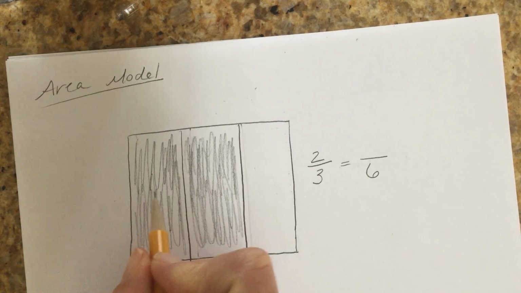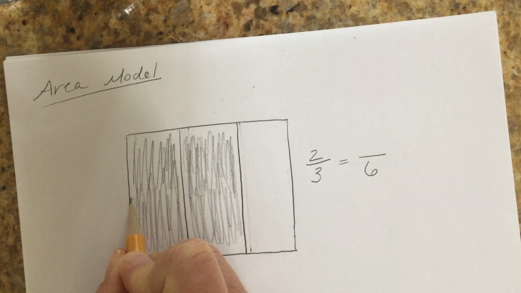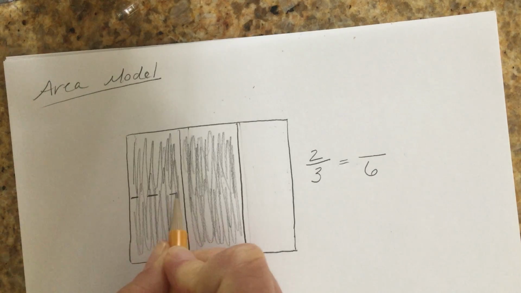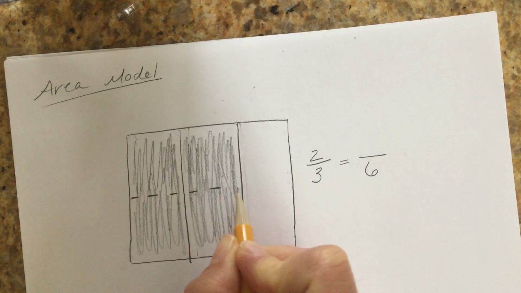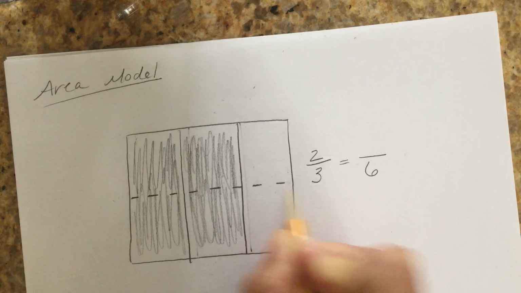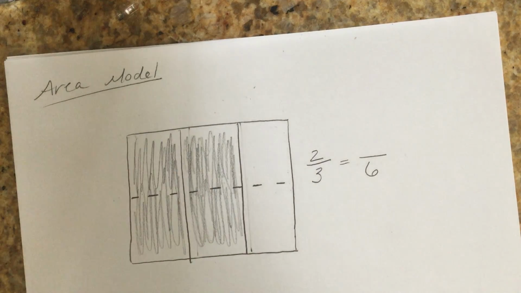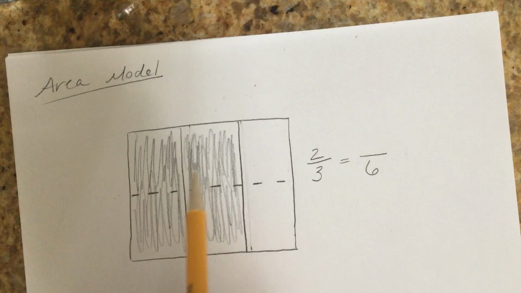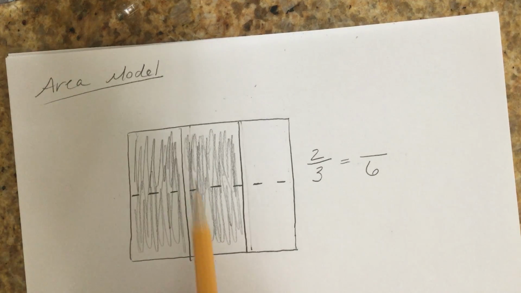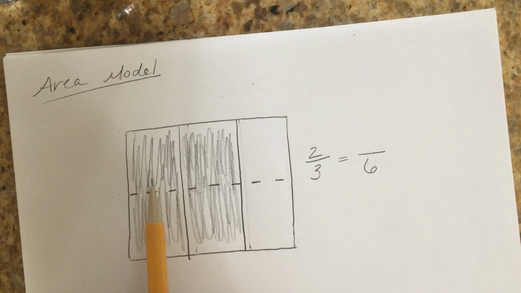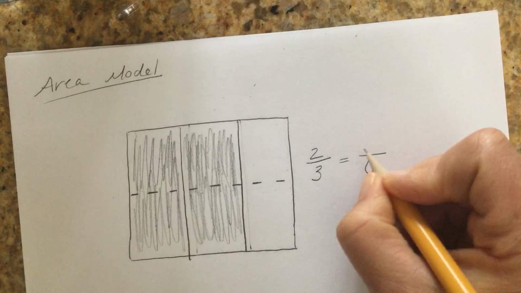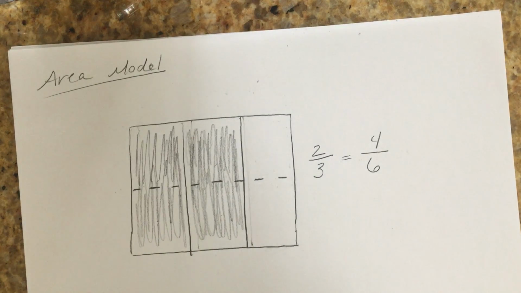So instead of drawing a solid line, I am going to draw a dotted line to really show those 6 parts within the thirds. Okay, so now you can see my 2 thirds is equal to or equivalent to 1, 2, 3, 4 sixths. Okay.